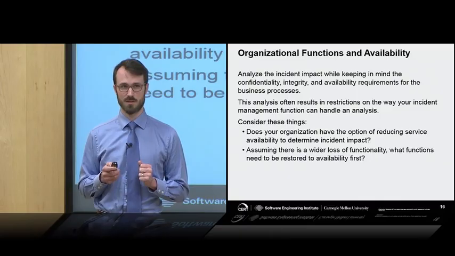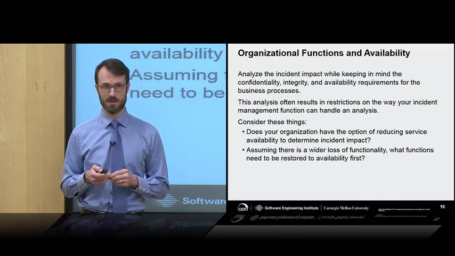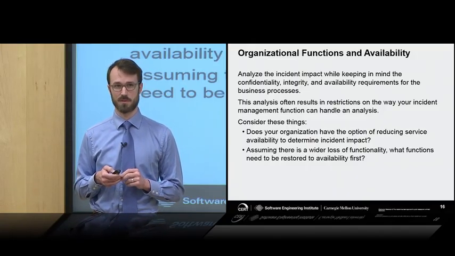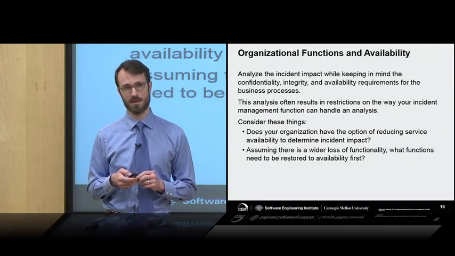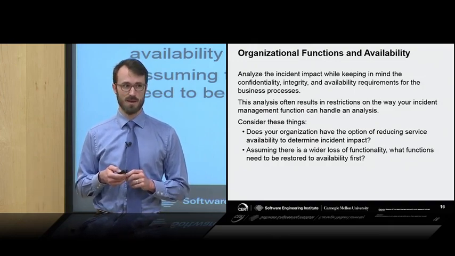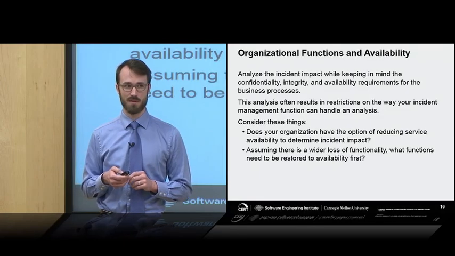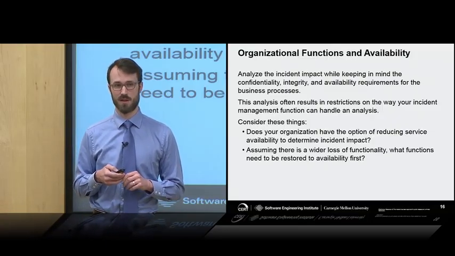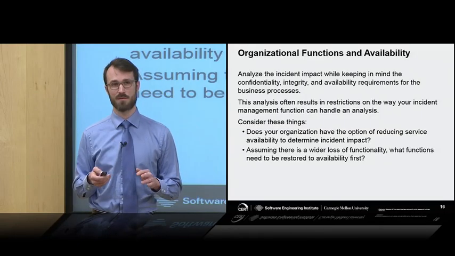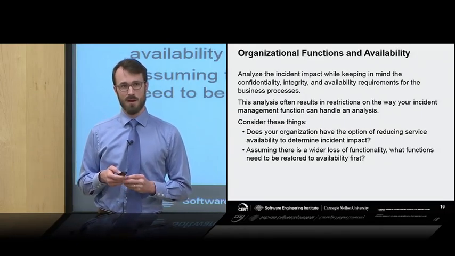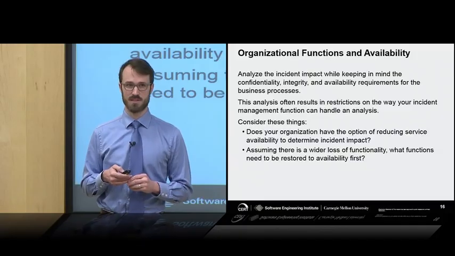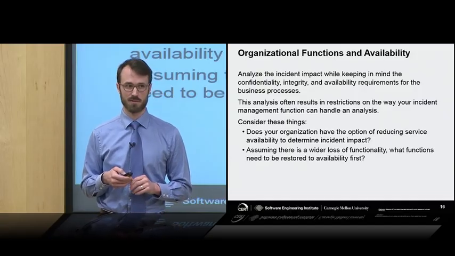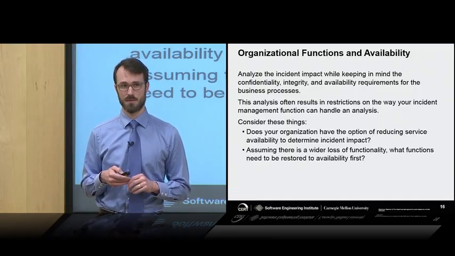Consider these things. Does your organization have the option of reducing service availability to determine impact? If you are a web service provider, this may be the worst thing you can do. Maybe you're contractually obligated to have a certain level of uptime. If you're Amazon, maybe your core business is tied to your uptime. Maybe it's so important that you don't lose availability that it will be the most impactful thing that can happen to you. Assuming there's a wider loss of functionality, what functions need to be restored to availability first? If you have a cataclysmic impact across several services or processes, how are you going to deal with that?